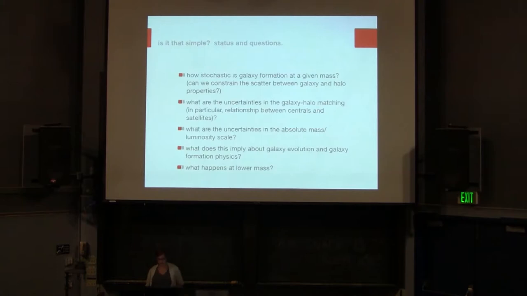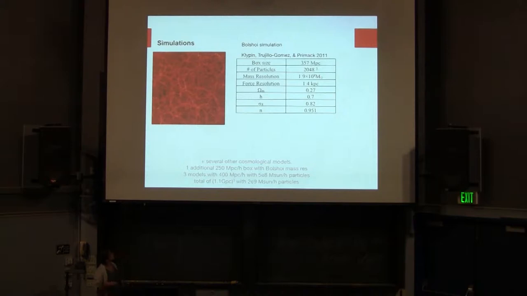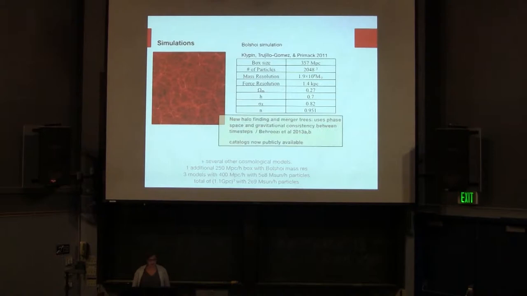So I'll just address a few of these questions, and I'm actually not even going to address some of the most interesting ones, but I'll talk a little bit about the scatter. What are the uncertainties in the absolute mass and luminosity scale, and what can we infer about galaxy formation physics? Most of what I'll be talking about is based on the Bolshoi simulation, but we've done work with several other simulations, including up to a gigaparsec with a few times 10 to the 9 solar mass particles. And in order to fully take advantage of this, we've built some new tools to find halos and to track their histories over time.